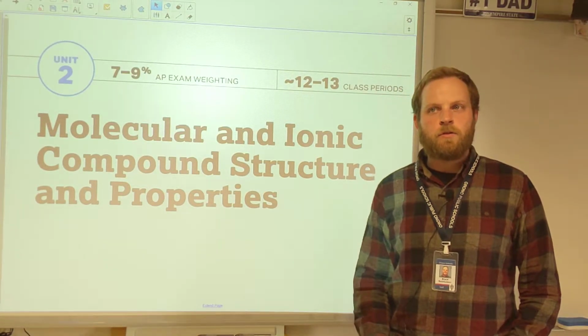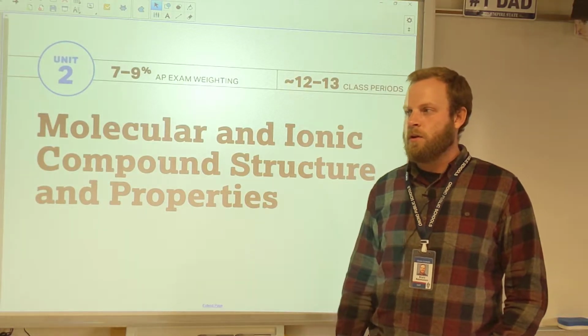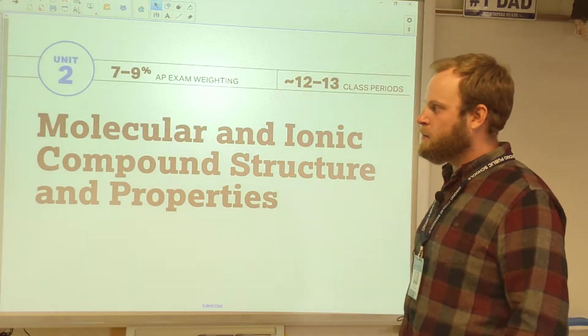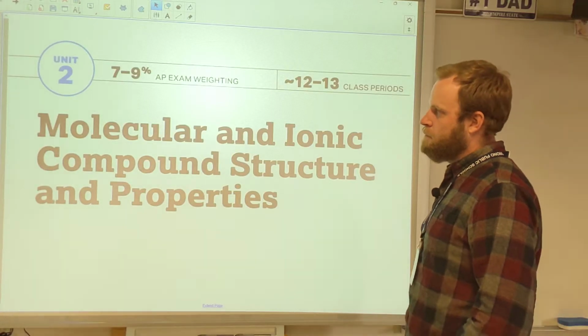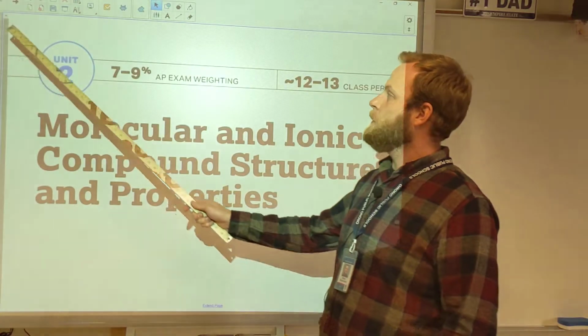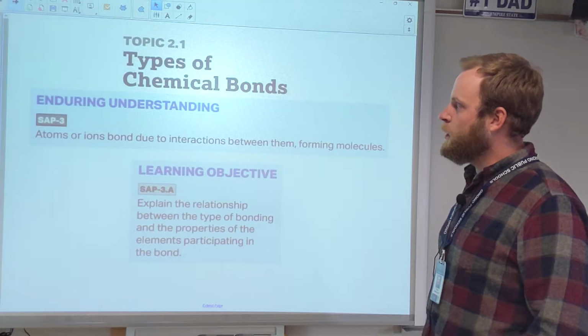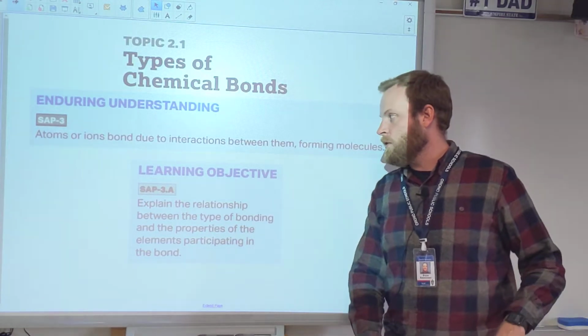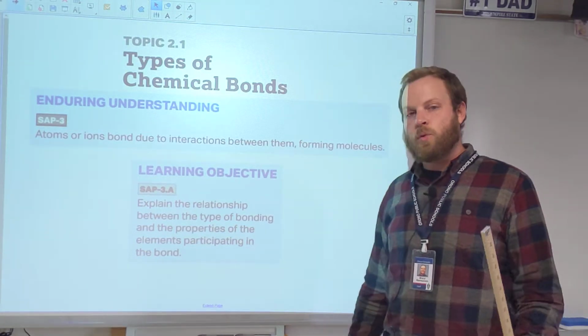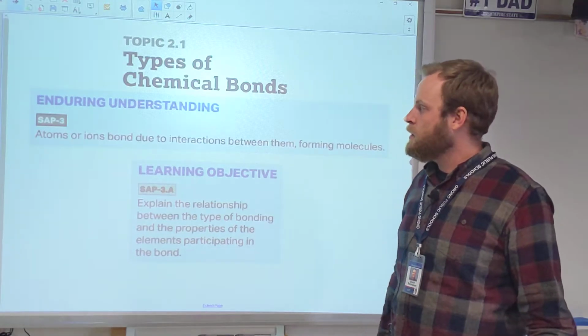We'll probably spend a day or two on Lewis structures just to make sure everybody is at the same place, but not as long as the first unit. So here we go. 2.1 is types of chemical bonds. So this is basically the difference between ionic and covalent compounds.